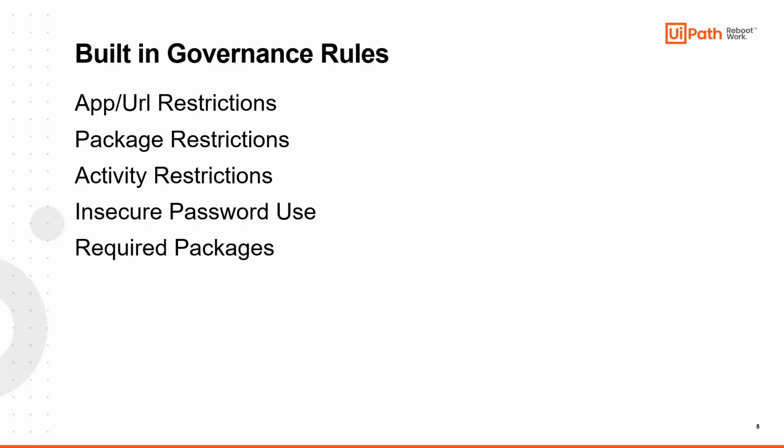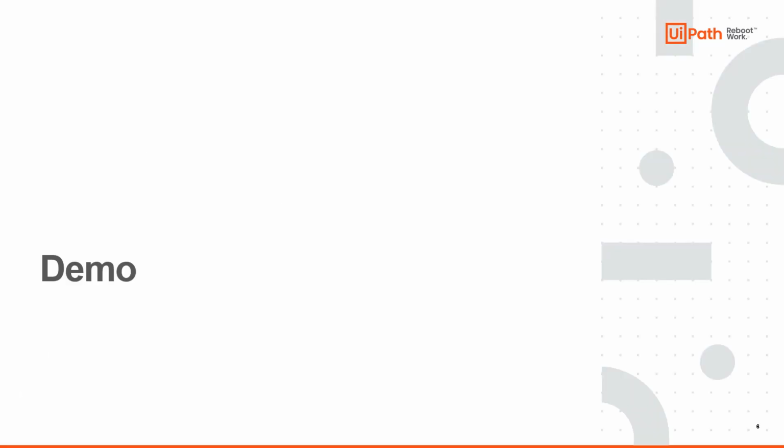I've already talked about app URL restrictions. Package restrictions let you prevent the use of specific packages. Activity restrictions prevent or only allow the use of specific activities. Insecure password use detects hard-coding passwords into a workflow. And then required packages is something where, if you develop custom Workflow Analyzer rules or custom activities that you want your employees to use, you can require that their projects take a reference to those, which makes sure that they will be available in that particular project whenever it's built or run. And with that, let's switch over and take a quick look at how the governance capabilities work and how they can be configured.